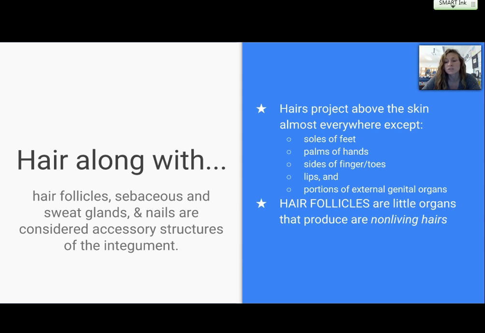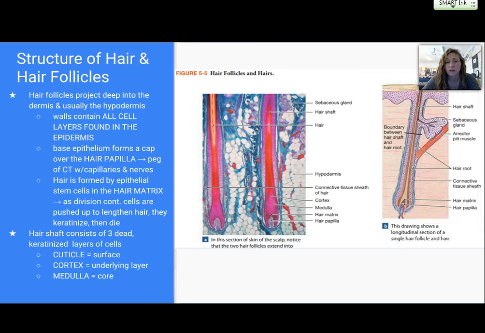The follicles are actually little organs that produce our non-living hair, and we're going to talk about both of their structures. I'll refer to the diagrams as well. The follicles are going to project deep into the dermis and usually the hypodermis. Walls contain all cell layers that are found in the epidermis, all those strata that we talked about. The base epithelium forms a cap over the hair papilla, which is a peg of connective tissue with capillaries and nerves. You can see that here.